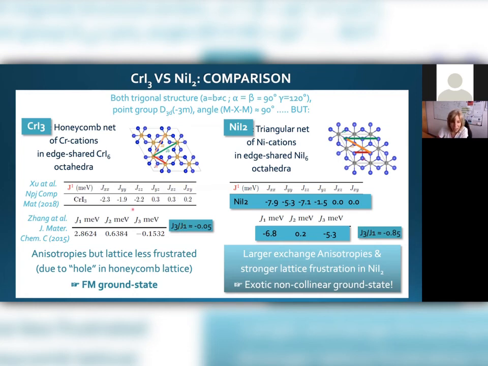So you could have anisotropic exchange in chromium-I3, you do have it, but since you lack the initial frustration, you don't expect any skyrmion driven by anisotropic exchange, similar to what we have in nickel-I2. So the systems are very different because of the coordination in the end, because one is a honeycomb lattice, the other one is a triangular lattice.